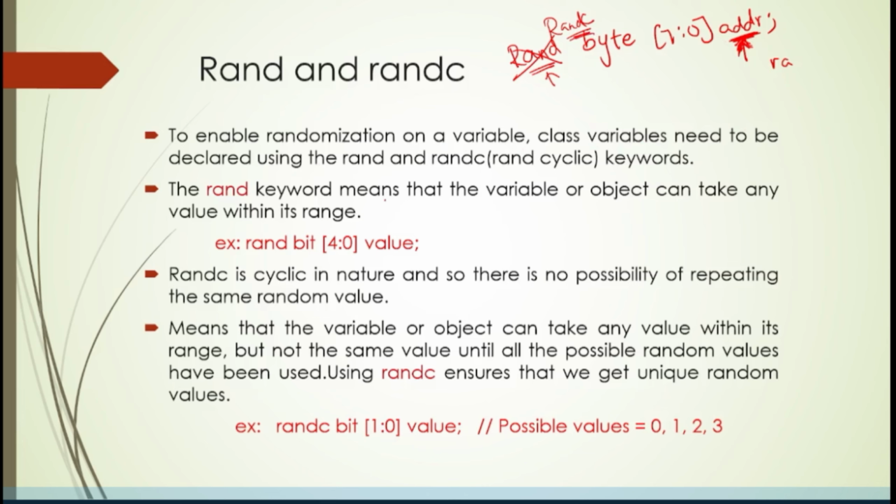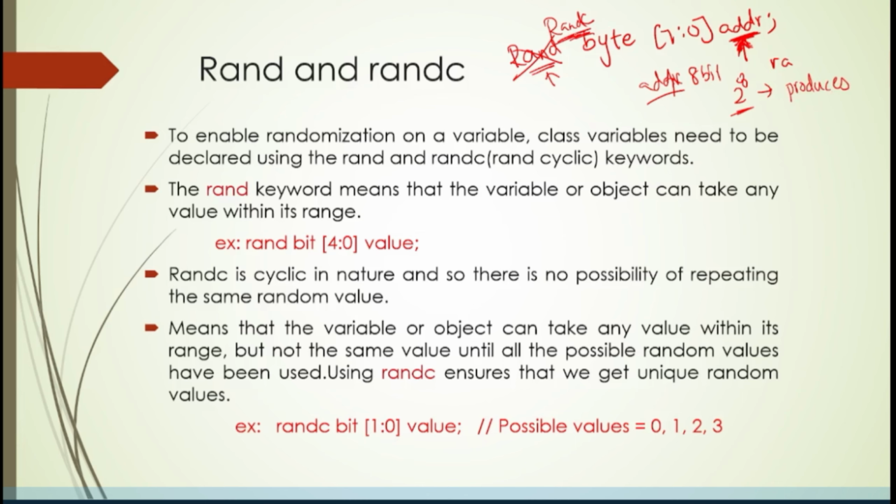The rand keyword means that the variable or object can take any value within its range. If you see here, the address is 8-bit, so it has 2 power 8 possibilities. Among these 2 power 8 possibilities, based on how many times you want to randomize it, that many different random values will be produced. This can only be done if you give a rand or randc keyword.